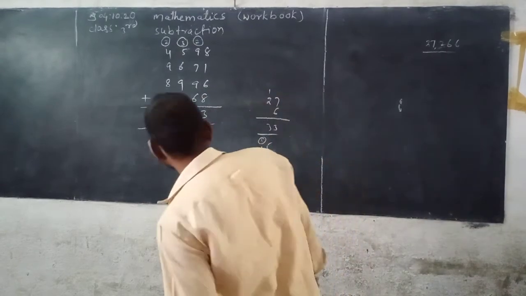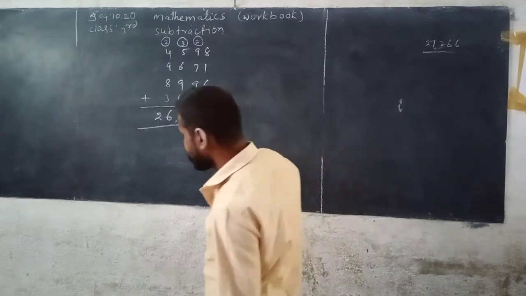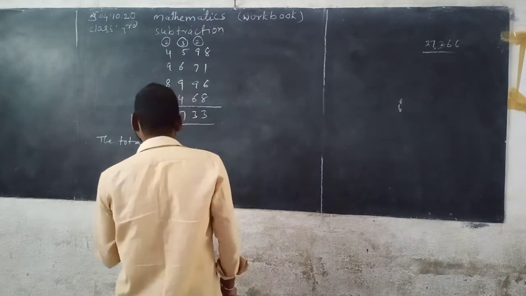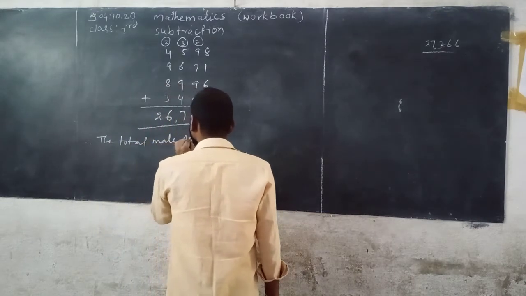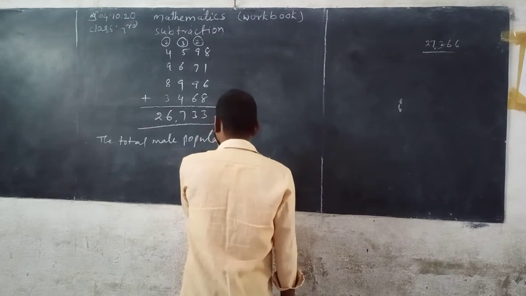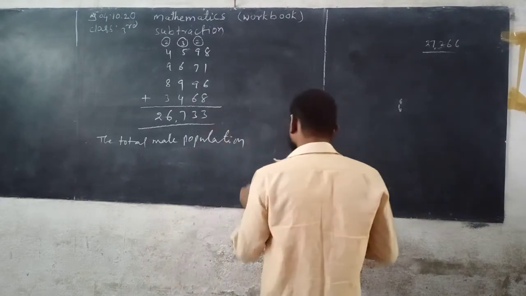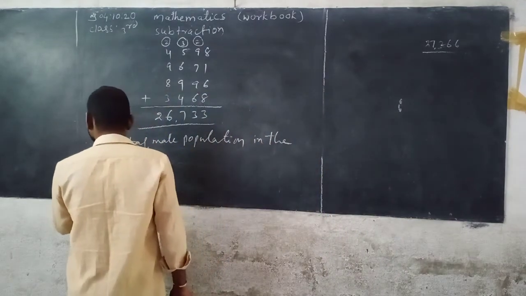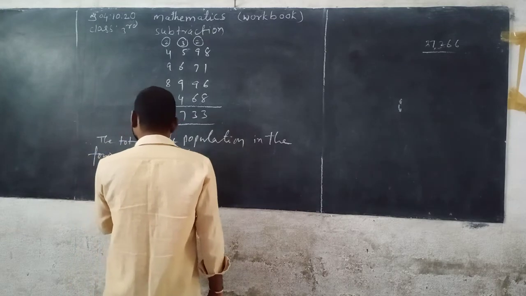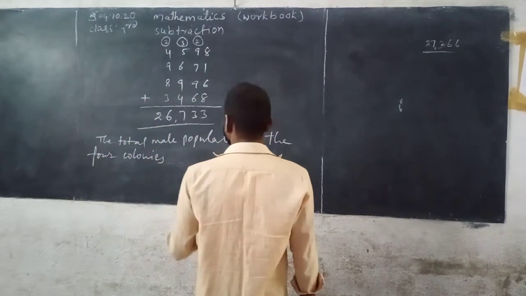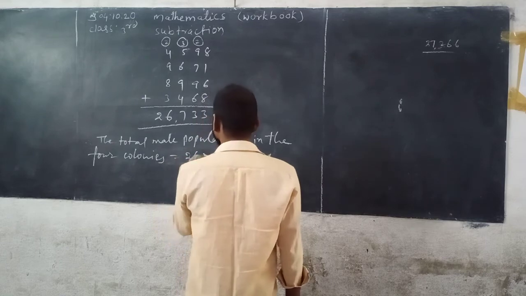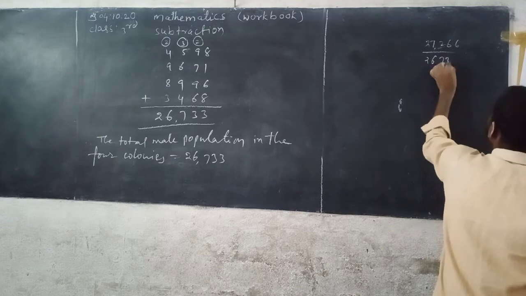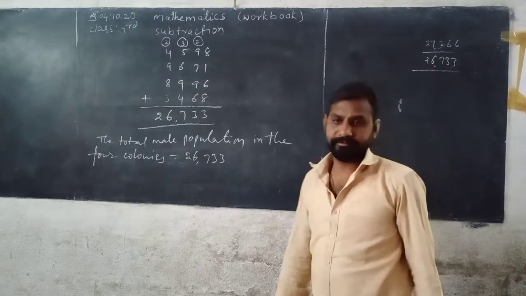Therefore, the total male population in the colonies is 26,733. Write down everybody.